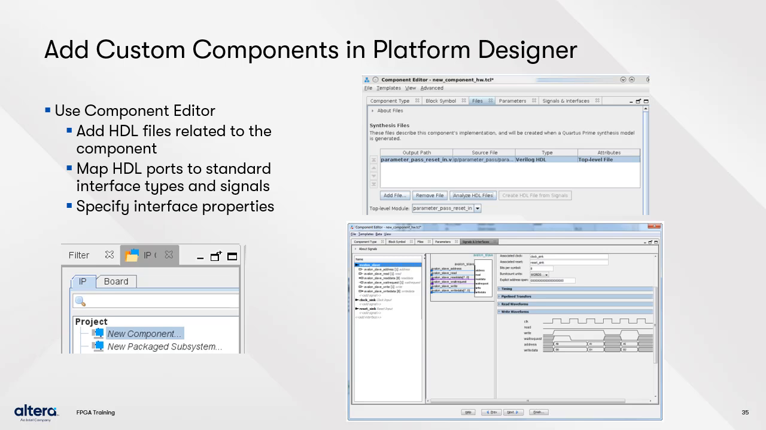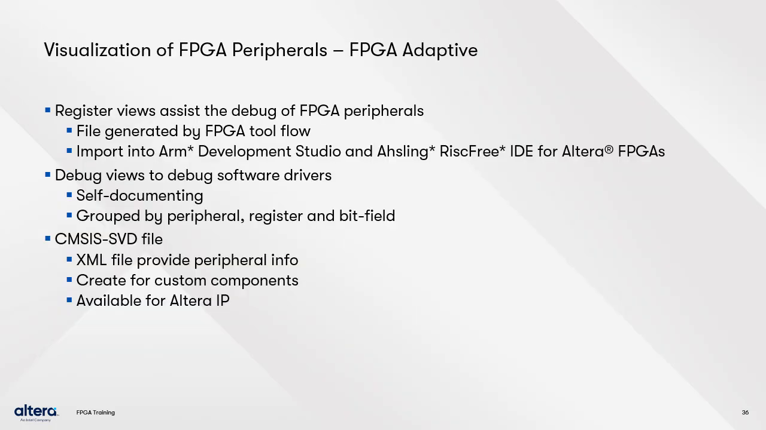But the most important task of the component editor is to map the HDL ports to standard interface types and signals, and then define the properties of the interfaces. Once the interfaces are known to Platform Designer, it can connect them to other components with the necessary components needed to bridge the interfaces. One final note on custom components.